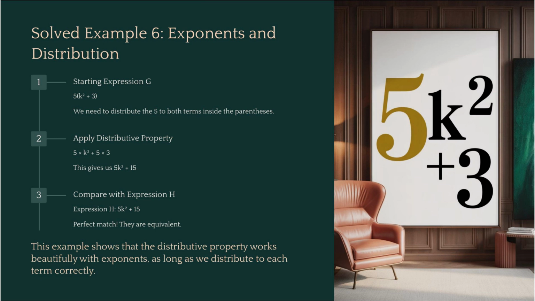Let's check equivalence for expressions with exponents. Expression g is 5 times the quantity k to the power of 2 plus 3. Expression h is 5k to the power of 2 plus 15. To simplify g, we distribute the 5 to both terms inside the parentheses. 5 times k to the power of 2 is 5k to the power of 2. 5 times 3 is 15. The simplified expression is 5k to the power of 2 plus 15. They are identical, proving they are equivalent.